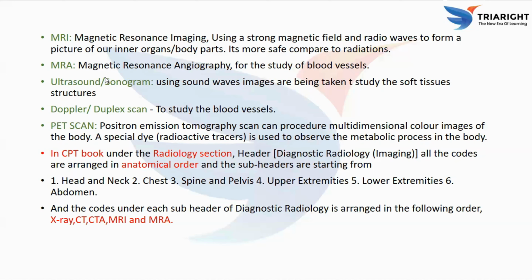Next is MRA, magnetic resonance angiography. It is an MRI technique focused on the blood vessels. It may use contrast, but sometimes it does not use contrast. It is used to detect aneurysms, vessel narrowing, as well as vascular malformations.